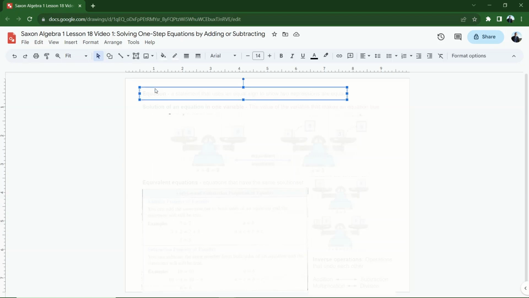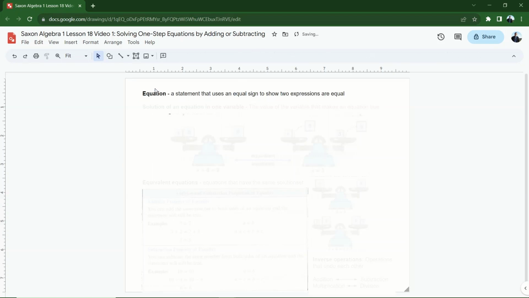All right, the first thing we're going to do is define what an equation is. It's a statement that uses an equal sign to show that two expressions are equal. We have an expression on one side, we have an expression on the other side. And remember, expressions can contain variables. They can contain constants, coefficients, terms, operations. Those are all part of expressions. The only thing that's different about this lesson is now we have an equal sign between two expressions.